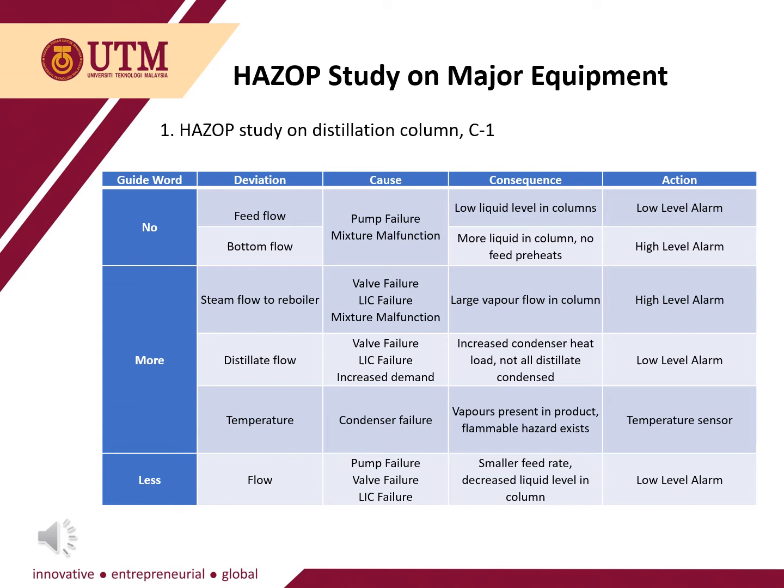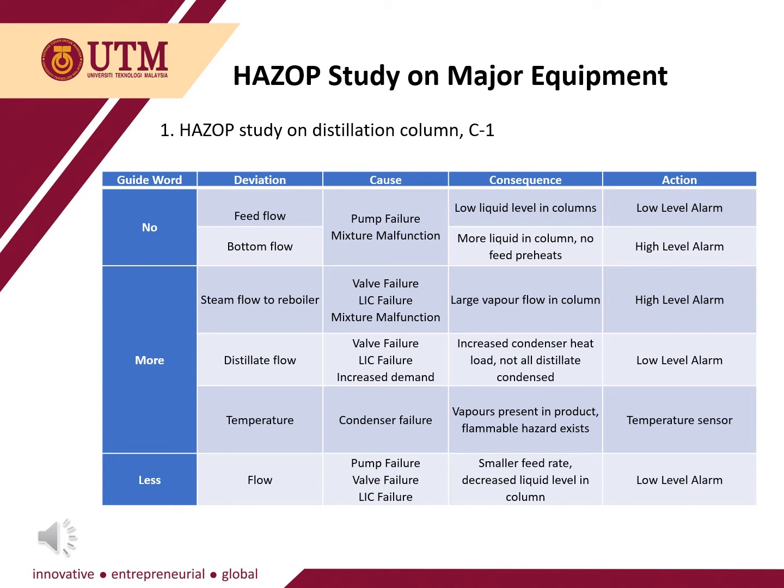So, for the hazard study on the distillation column, what if there's no feed flow due to pump failure or mixture malfunction? Low liquid level in the column will occur. Thus, what can we do? We can introduce the low level alarm. But what if there is an increase in temperature due to condenser failure, vapor present in the product, and a flammable hazard may exist? So what we can do is install a temperature sensor.